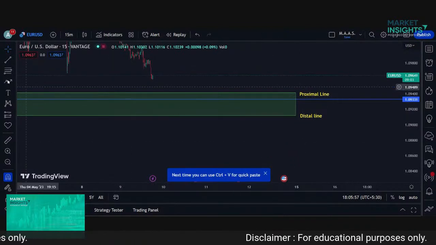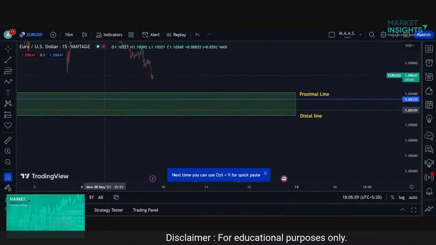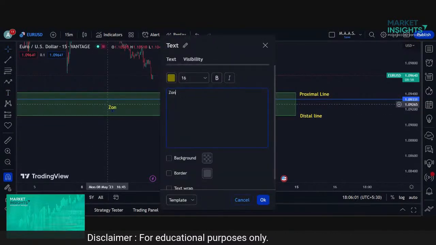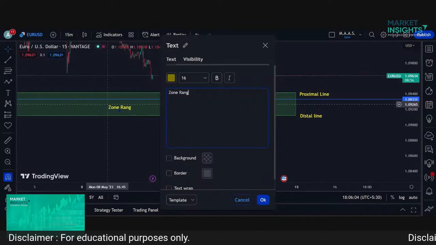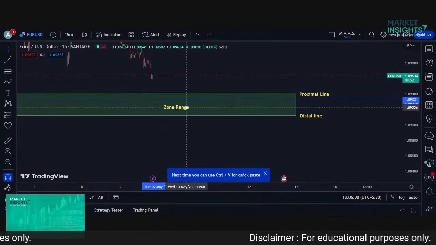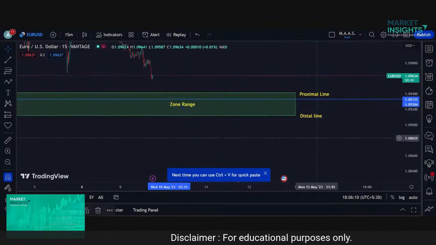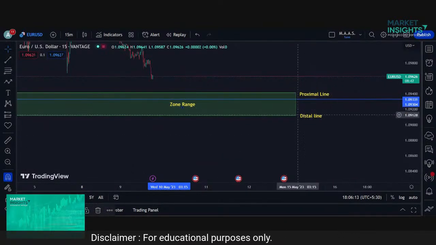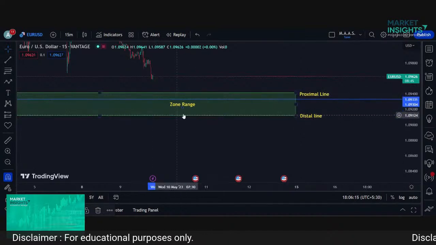And the last but not the least, now this is the zone range. Okay, got a brief idea of what the different parts of a zone are? Obviously, it is the distal line, the proximal line, and the zone range.